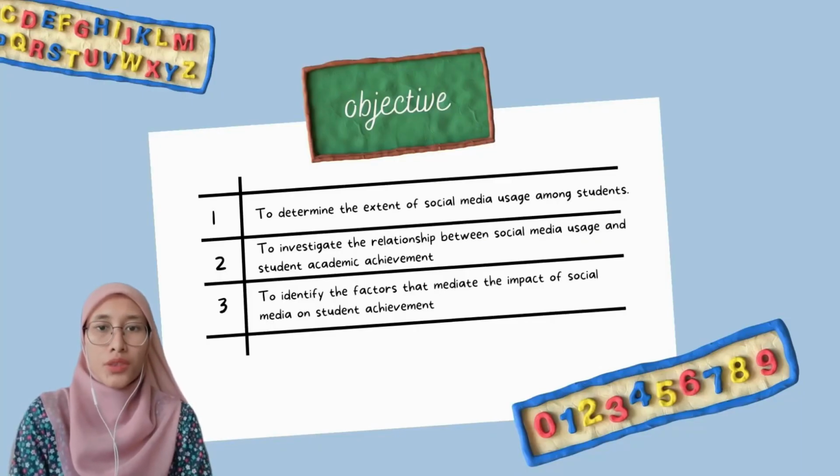Objective. First, to determine the extent of social media use among students. Second, to investigate the relationship between social media use and student academic achievement. Third, to identify the factors that mediate the impact of social media on student achievement.